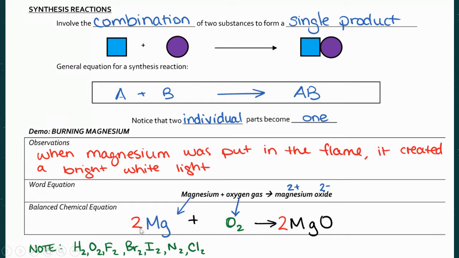And then our second step would be to take our skeleton equation, and I've added these coefficients in red to balance everything. So making sure we have 2 magnesiums on each side and 2 oxygens on each side. But this 2 takes care of it because it applies to both. So that would be our balanced chemical equation for the demo that we just saw in the video. And we have 2 substances combined to form a new substance, so it's synthesis.